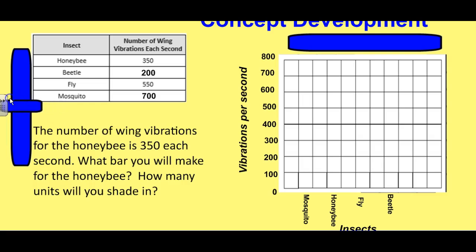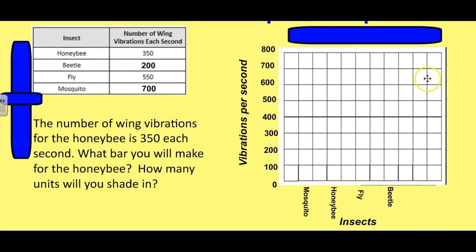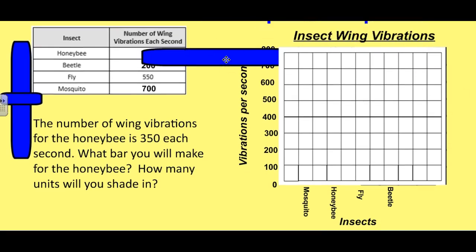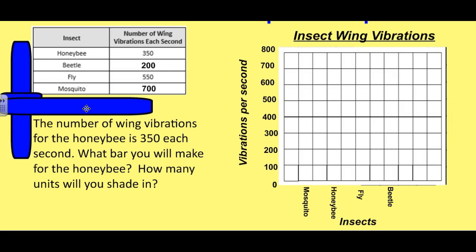It's an insect. And then all we need to do now is put the title of our graph. And we know that we're looking at insect wing vibrations. So that's what our title for our graph is going to be. I just always want you to keep in mind, because you may see this on a test.